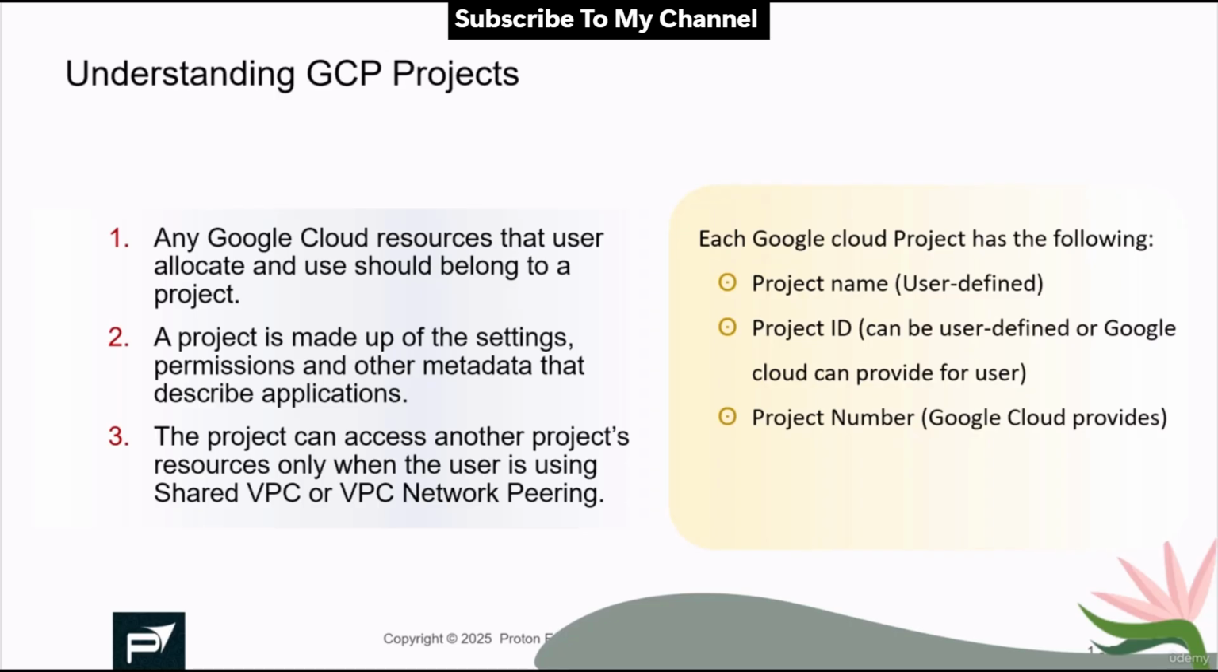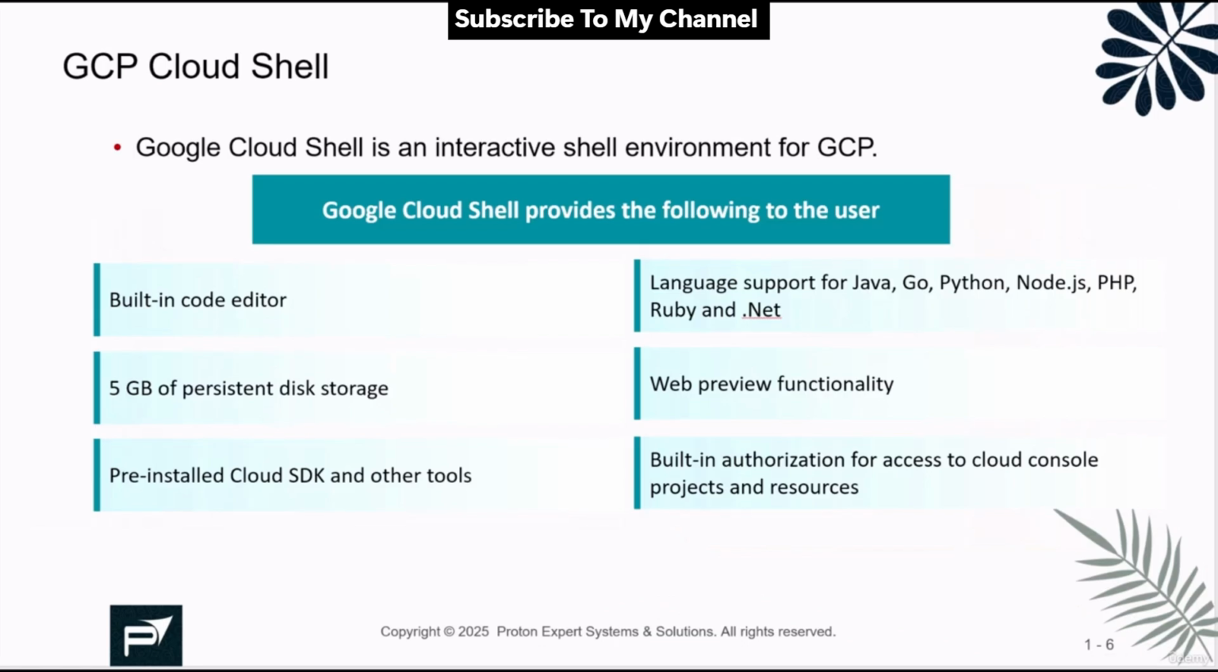Let's see what is Google Cloud Shell. Google Cloud Shell is an interactive shell environment for GCP. Google Cloud Shell provides the following to the user: built-in code editor, 5 GB of persistent disk storage, pre-installed Cloud SDK and other tools, language support for Java, Go, Python, Node.js, PHP, Ruby and .NET, web preview functionality, built-in authorization for access to Cloud Console projects and resources.